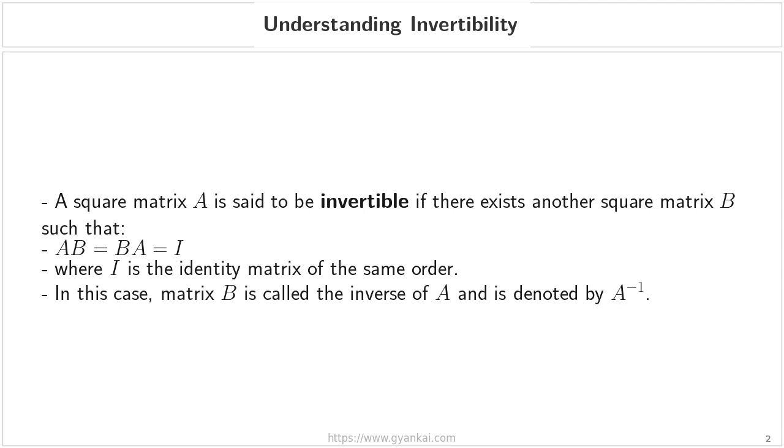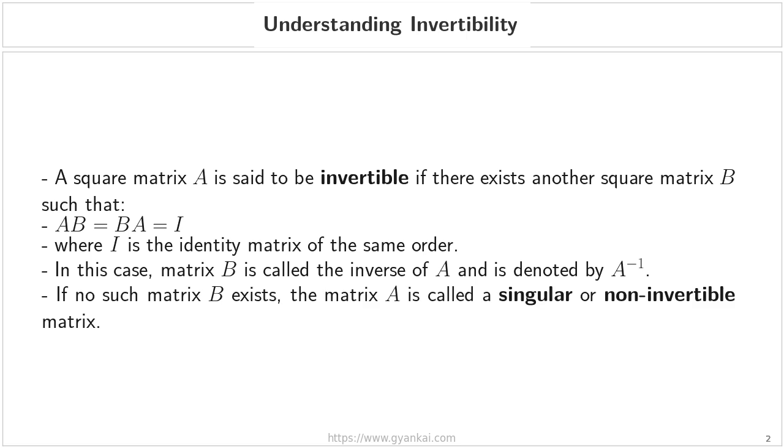When this special relationship exists, we refer to matrix B as the inverse of A, and in our notation, we write this as A inverse. However, it is important to note that this isn't always possible. If we search for such a matrix B and find that no such matrix exists, we don't just say it's not invertible. We use a specific mathematical term. We call matrix A a singular matrix or a non-invertible matrix. As we will see in the next slide, there is a very specific mathematical test we can use to tell if we are dealing with a singular or an invertible matrix.